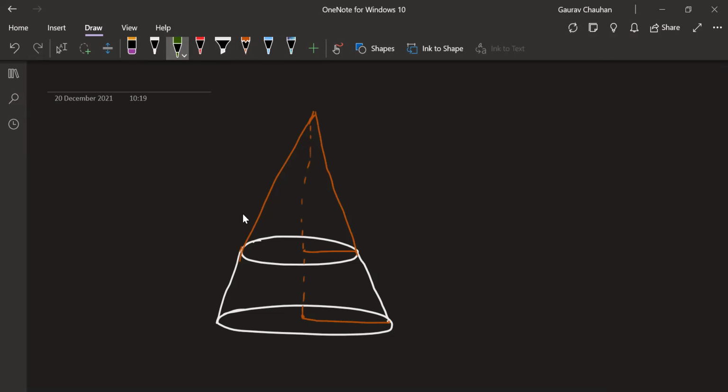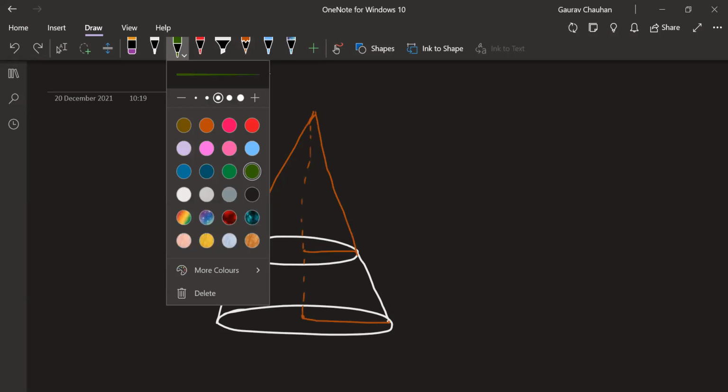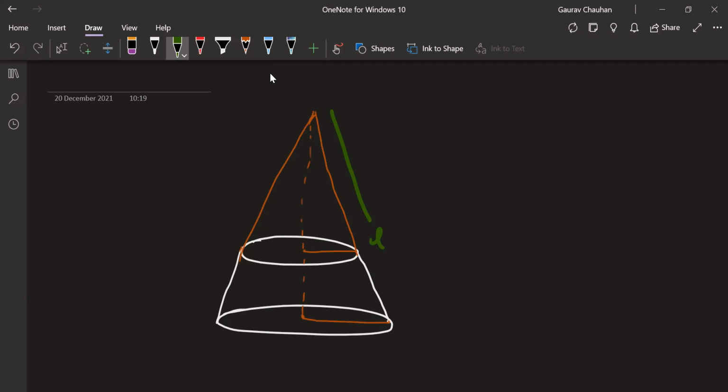So green, I'm drawing the full bigger one. Okay, green name. Green says I'll draw the full bigger one. So let's call this L1, R1, and H1. Is that okay? Full thing is H1. Any problem with this?